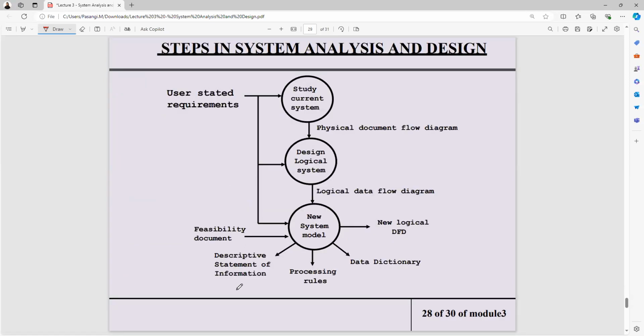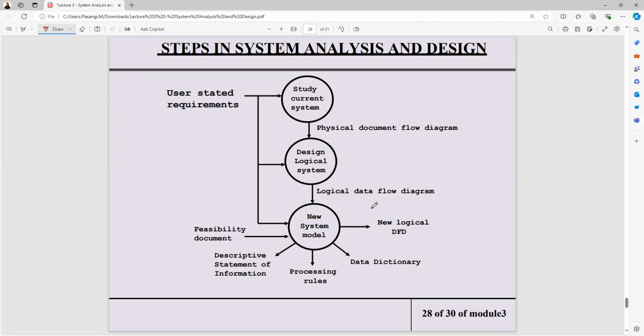So here we have the steps in system analysis and design. What are the steps? We need to start from the user requirements. There, we need to study the current system first, and then we need to pass to the physical document flow diagram, and then we need to design the logical system, and then pass this to the logical data flow diagram. Then we will receive the new system model.